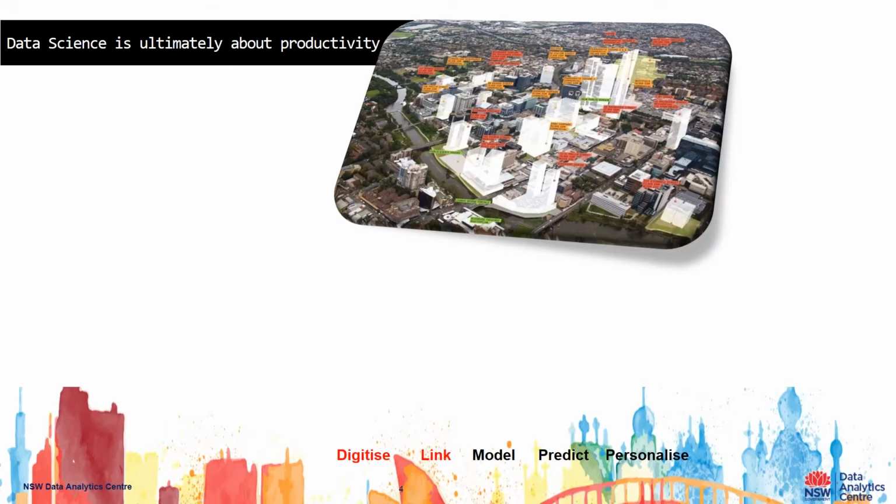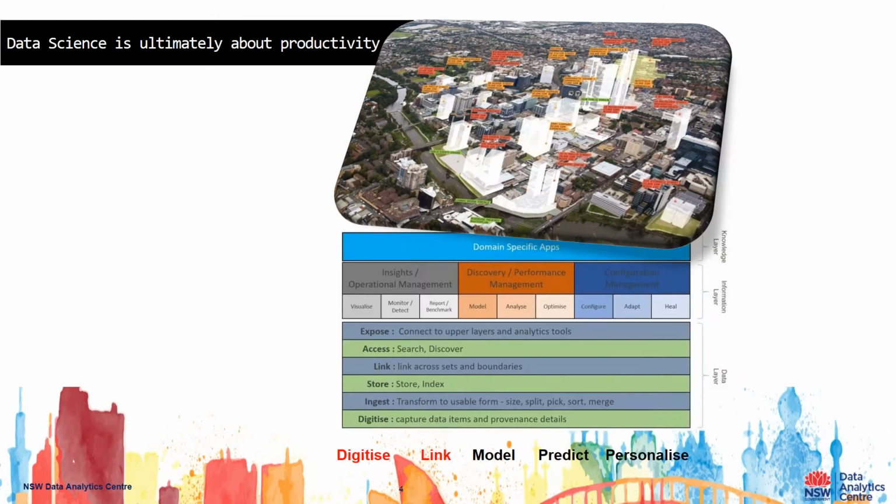And we give these tools back to the agencies. After we've digitized and linked and modeled, we allow them to start to explore the predict, the personalize, and understanding the different sorts of interventions, different sorts of services, different ways of delivering things through the lens of data. So fundamentally, data science is about productivity.